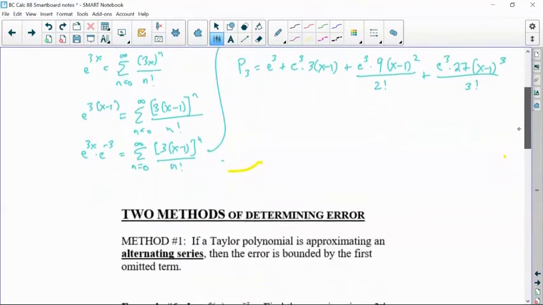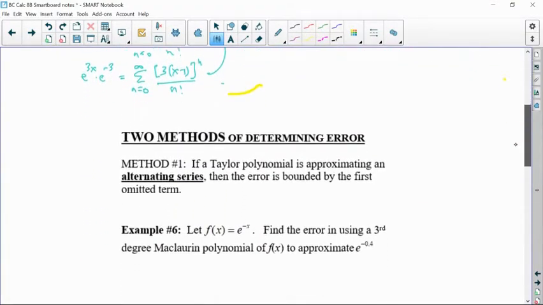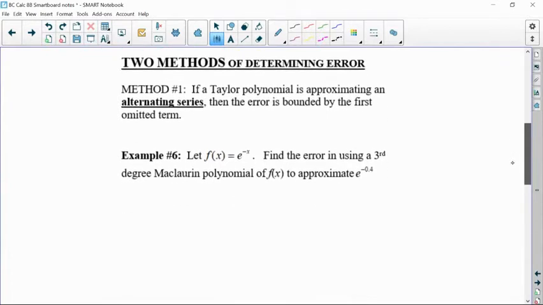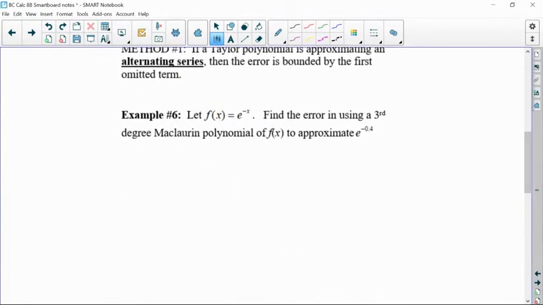Okay. So then another example I want to do is still kind of focus on the e to the negative x. So it did say find the error using a third degree Maclaurin polynomial to approximate e to the negative 0.4. Well, we're not going to find the error, but maybe it would ask us to approximate that value using a third degree Maclaurin polynomial. So we know it's centered at 0, and when it's centered at 0, it makes manipulating e to the x into the e to the negative x really easy.